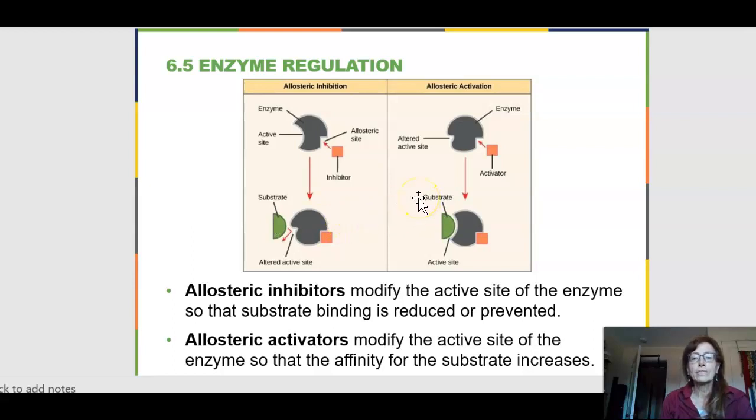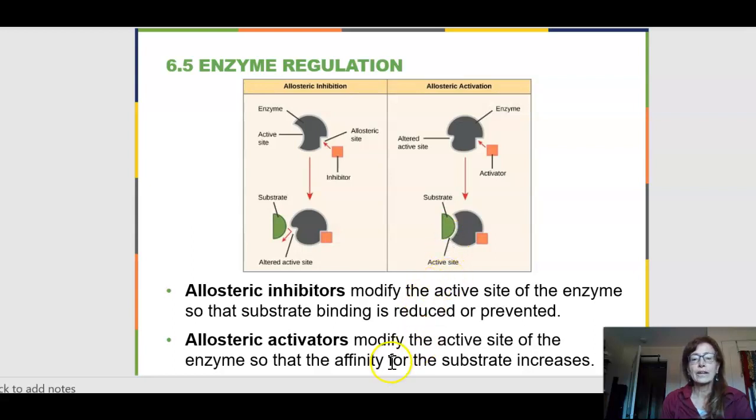However, there are some enzymes that actually need something to change their shape in order that they can work. And that's an allosteric activator. So here you see, here's the activator. Here's the non-active site, so it's the allosteric site. It goes in, and when it does that, it actually opens up this active site so that now this enzyme can do its job. So that's an allosteric activator.